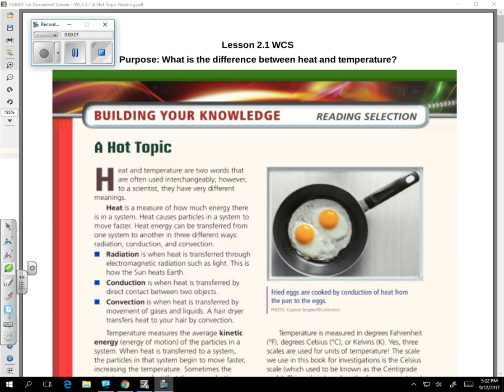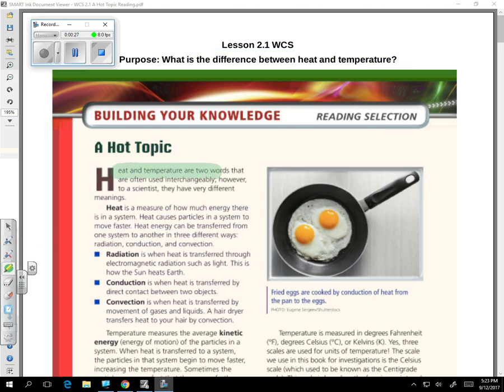This is Lesson 2.1 WCS, a hot topic reading. As we're reading this article, could you please code on your paper like I'm going to be coding on the board? If you notice, the purpose or the reason why we're reading this article today is to answer the question, what is the difference between heat and temperature?